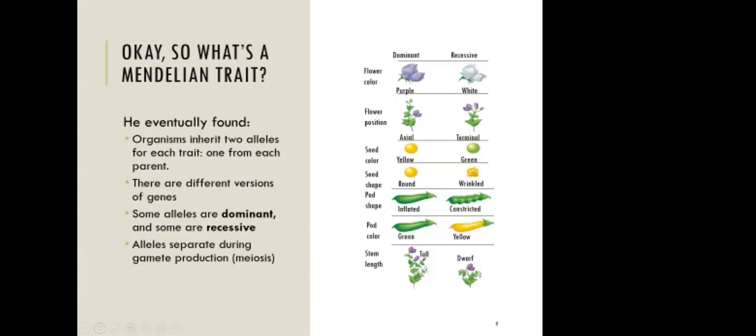Anyway, while we're making eggs and sperm, these alleles are going to separate. So when I am personally making eggs, I will have the allele that came from my mother go into one egg, and the allele that came from my father go into a different egg. So these are going to separate during gamete production.